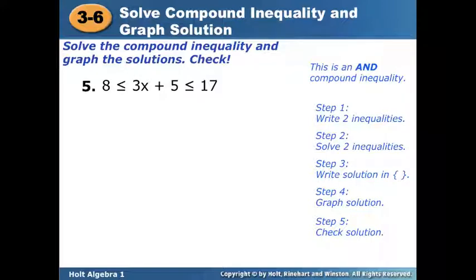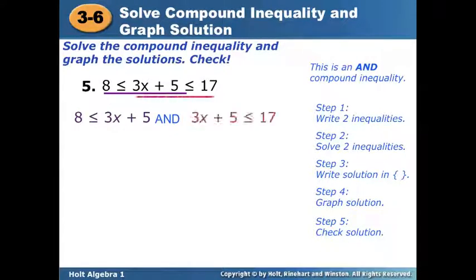Let's check to see how you did writing your 2 inequalities. The first one should be 8 is less than or equal to 3x plus 5. Be especially careful. You do not just cut the inequality in half. Go all the way to the second inequality symbol. To make your first inequality, it's 8 is less than or equal to 3x plus 5. And 3x plus 5 is less than or equal to 17. Pause the video now to solve these on your own.